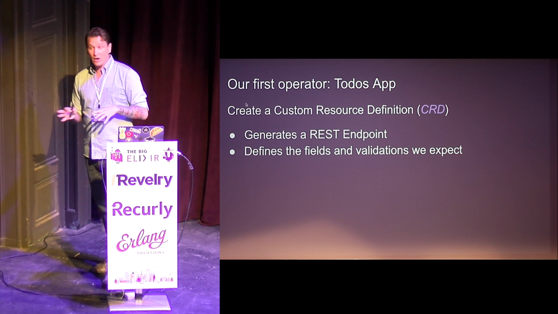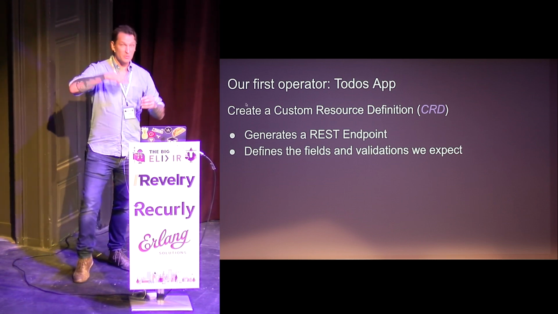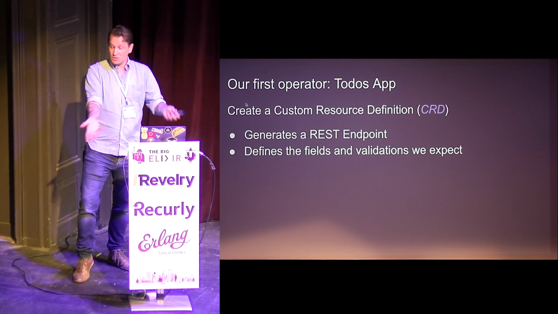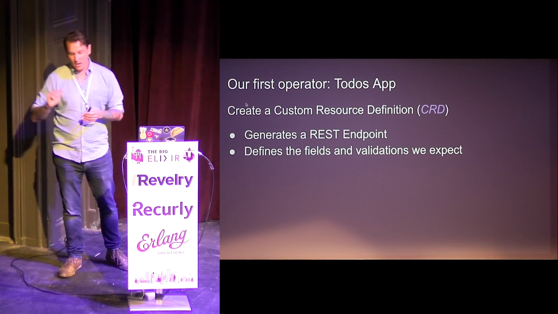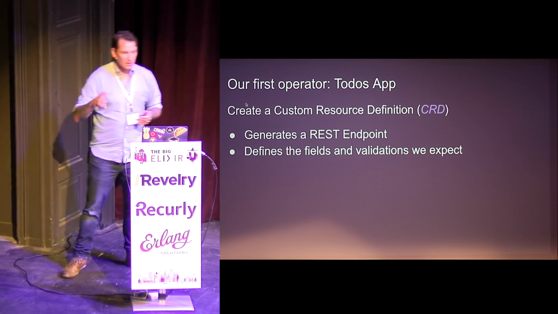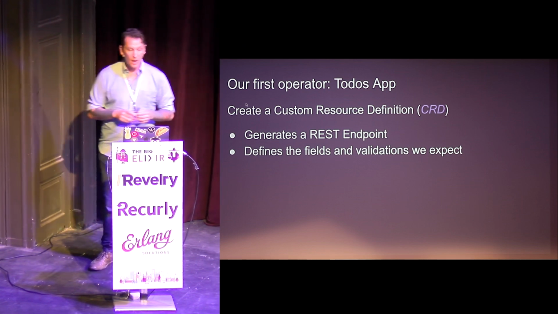There's something called a CRD, which is a custom resource definition. A custom resource definition is a description of how a resource should act in Kubernetes. It does two things for us. It creates the REST endpoint, and it creates the storage mechanism in etcd, along with the fields and validations we expect in that data blob.